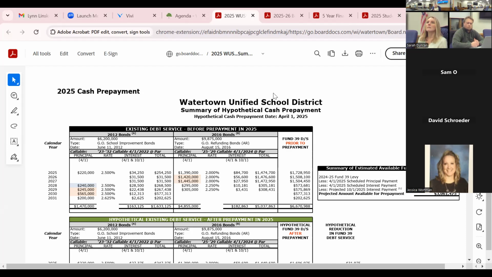Okay, thanks for the clarification, but if we paid it off early, where does the money come from? Does it come out of our general fund? Where does the money come from to pay it off early? It comes from the Fund 39 levy.